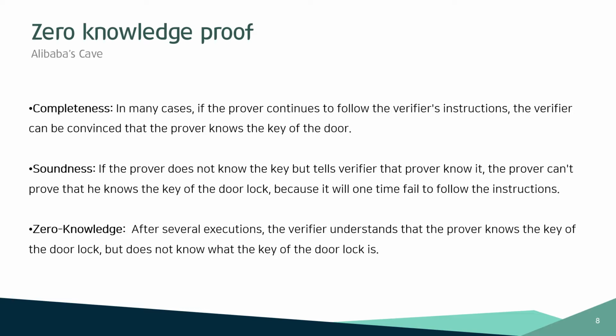For each attribute, the prover can continue to respond to the verifier's request and convince it that he knows the key. Soundness shows that if the prover does not know the key, one of the verifier's multiple requests cannot be satisfied because it is stochastically wrong. There is no information about the door key other than the fact that you know the key, no matter how many times you repeat the challenge.